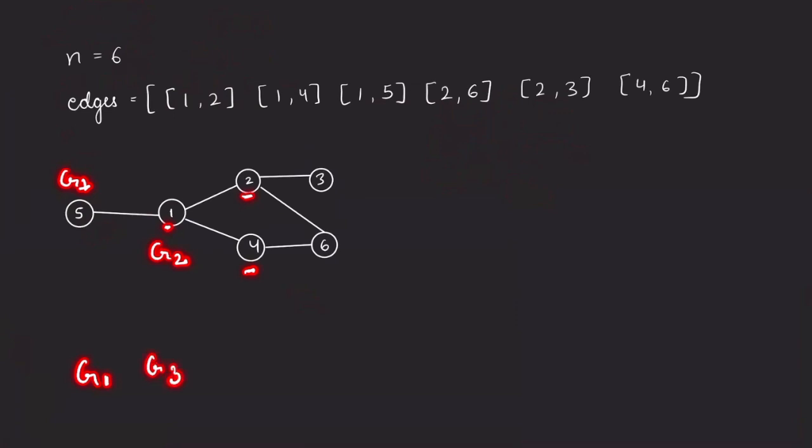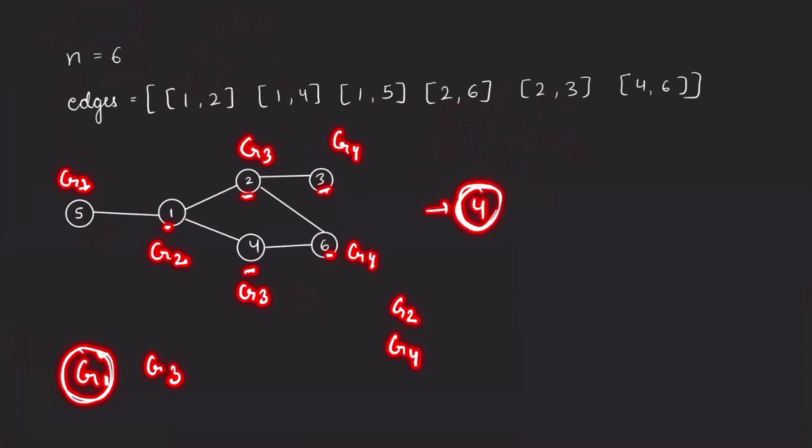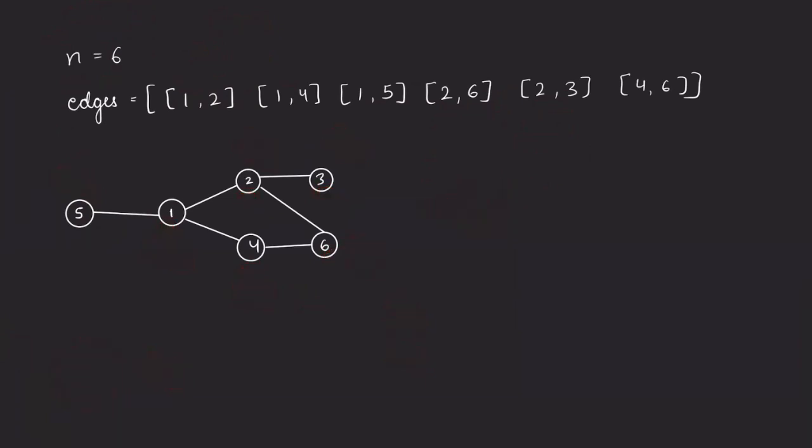If we keep nodes 2 and 4 in group 1, that will work, but we want to maximize our number of groups, so we will give them group 3. Then 3 is sharing an edge with 2, so it can be a part of either group 2 or group 4. We will keep it in group 4. Then 6 is sharing an edge with 2 and 4, which are part of group 3, so it can belong to either group 2 or group 4. Let's suppose we give it group 4. So how many groups have we created? 4. And 4 is the maximum number of groups that we can create, and this is our answer.